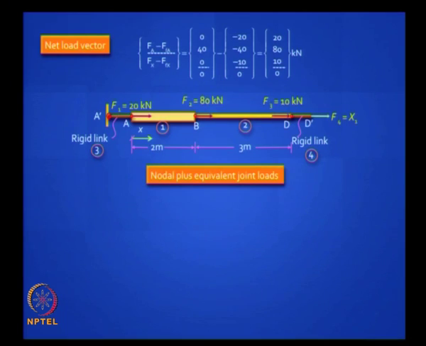Then you need to find the net load vector. Remember, in the original problem, you had F2 equal to 40 kilonewton, but now you have the fixed end force vector which you have to oppose for your equivalent joint loads. Remember, you have to put in the minus sign, and then you get the resultant net load vector. What do you do next? What do you do next?